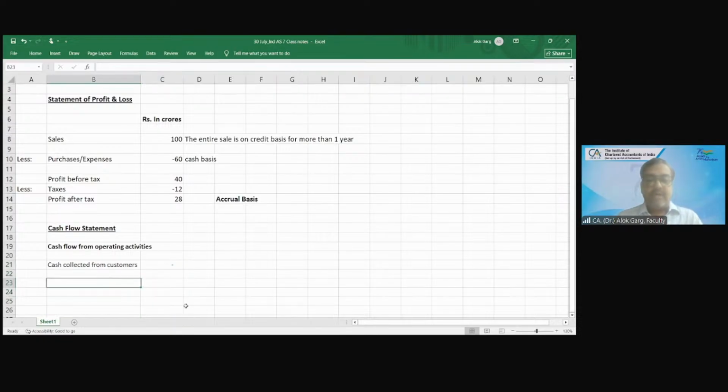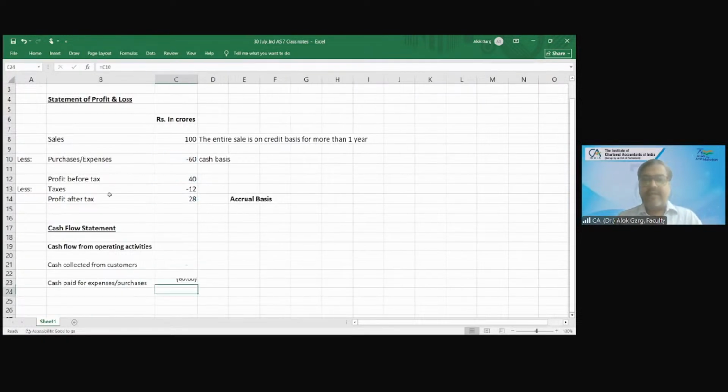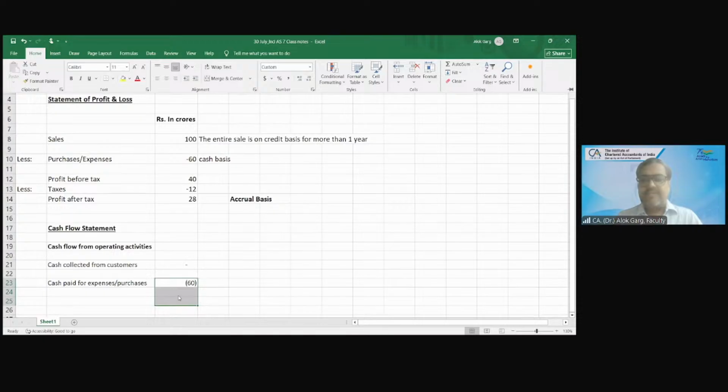What about now, then? Cash paid for expenses, other purchases? How much is cash paid for expenses and purchases? 60. The entire expense is on cash basis, 60.